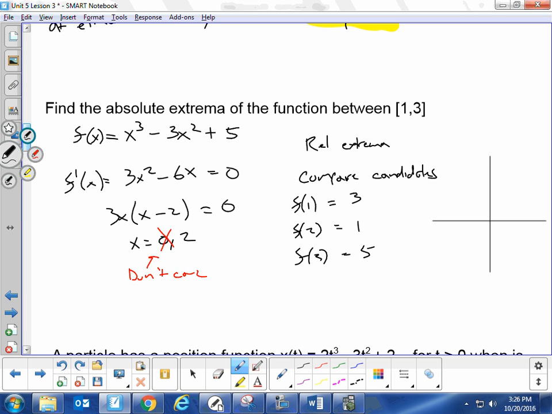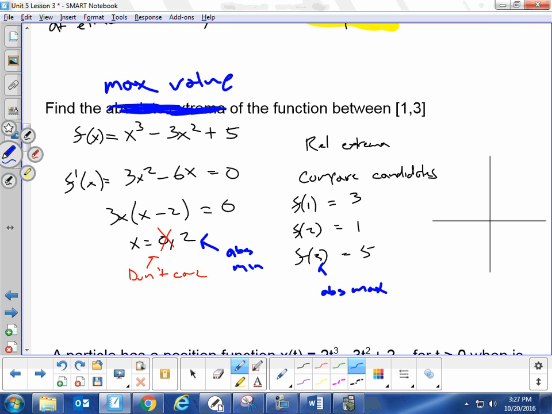Since I've done that, I can comfortably and confidently say that x equals 2 is the location of our absolute min. x equals 3 is the location of our absolute max. So those are the locations. You might also be asked, find the max values of the function.